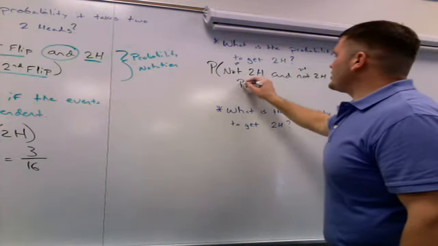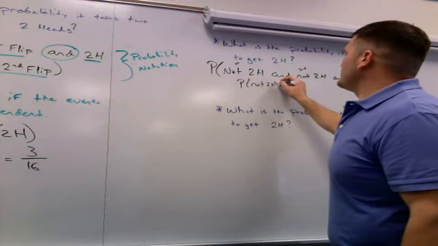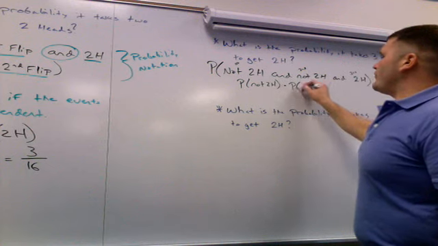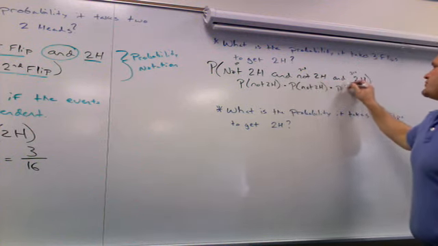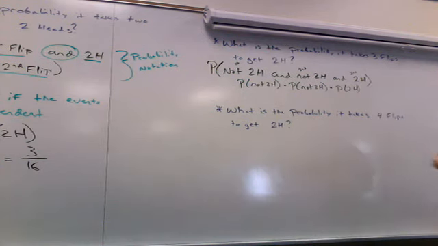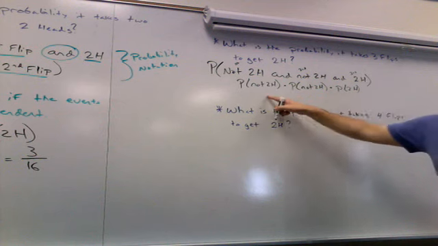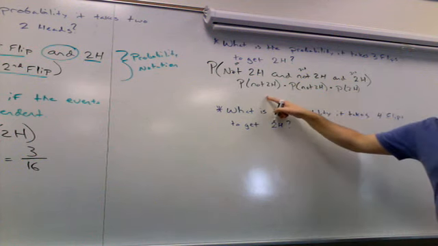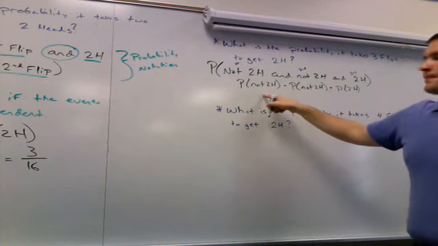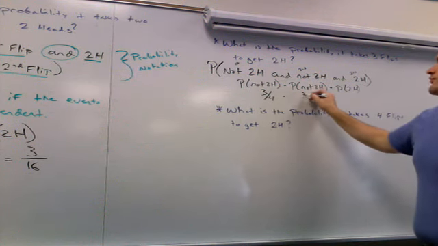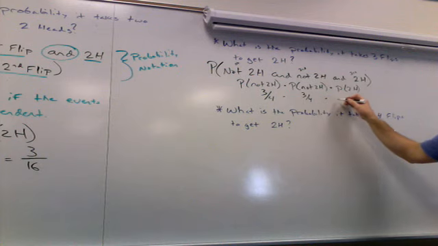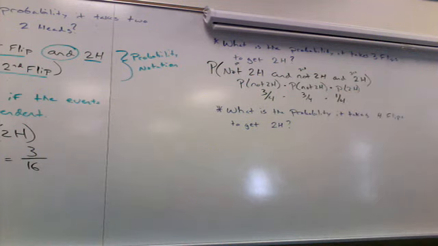Multiplication. Good. Use multiplication rule. So probability of not 2 heads times probability of not 2 heads times the probability of 2 heads. Right? We know from before the probability of not 2 heads is what? 3/4. So it's 3/4 times 3/4 times 1/4. Does that look right?